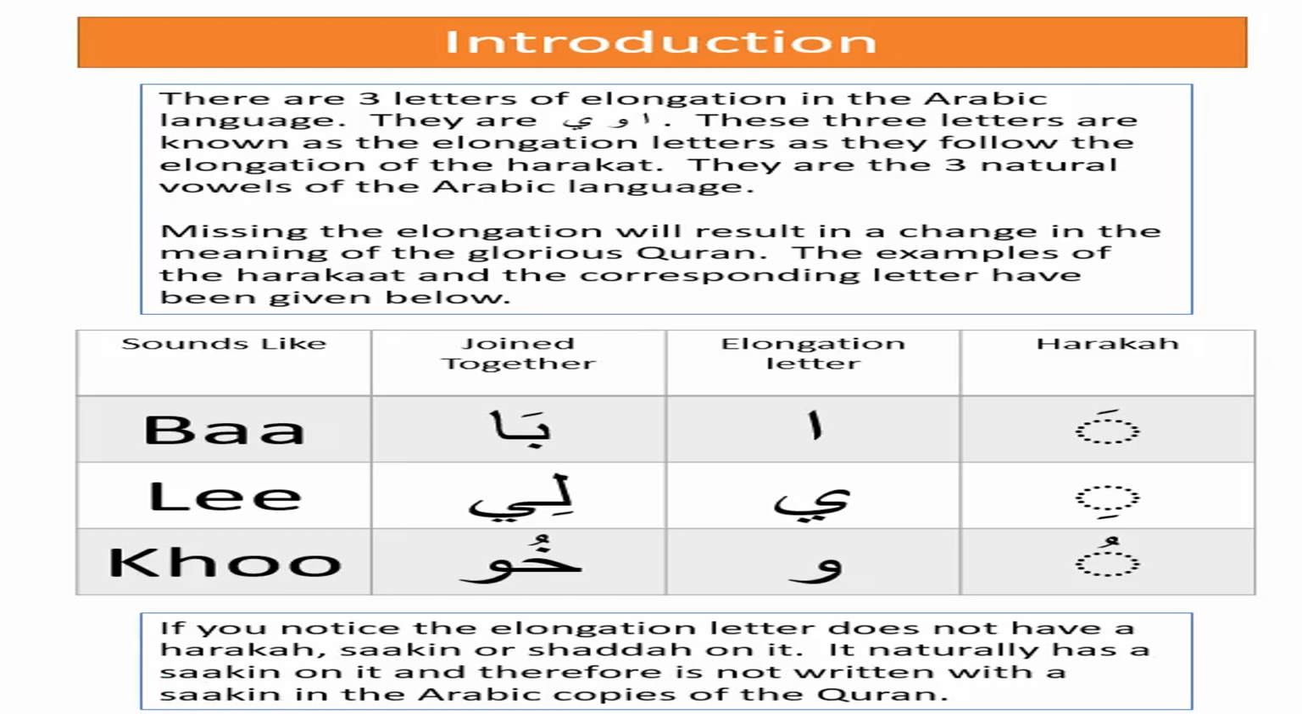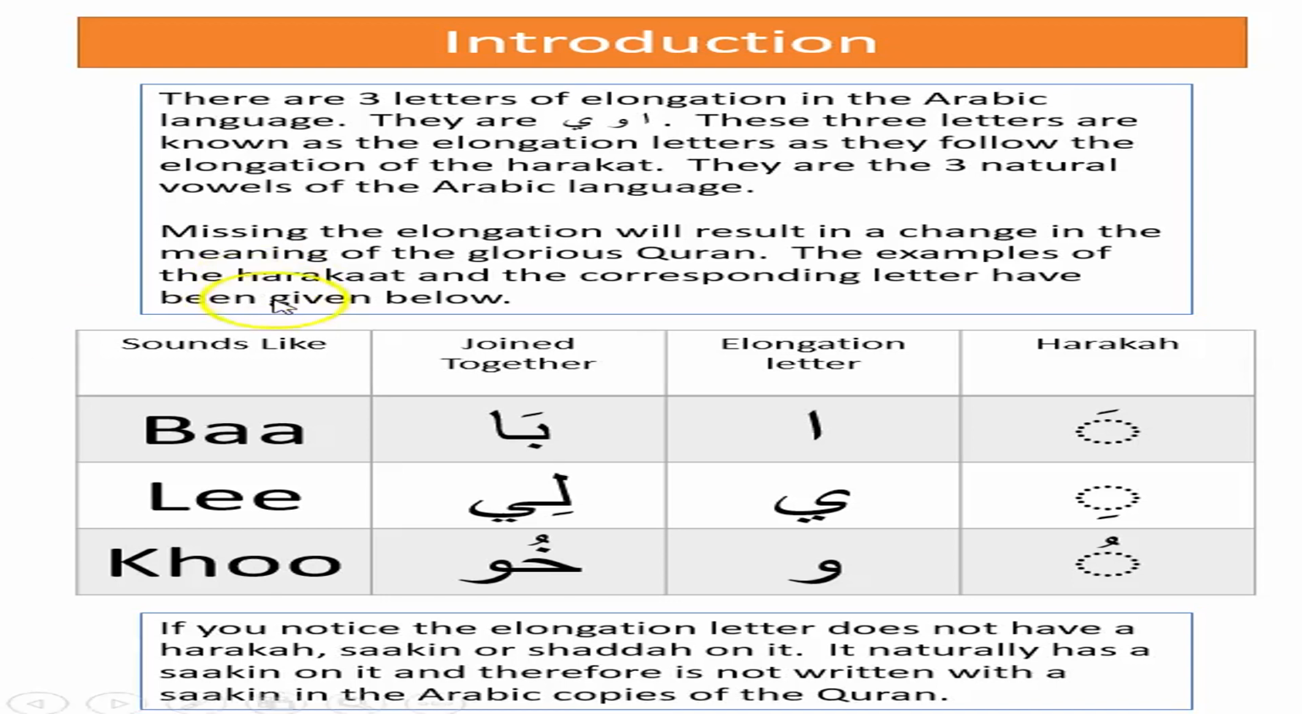These are the three letters known as the elongation letters, as they follow the elongation of the harakah. So the fatha is the elongation of alif, the dhamma is the elongation of waw, and the ya is the elongation of the kisra, and you can see that is very natural. Now they are known as mad tabi'i, the natural vowels of the Arabic language, the natural med letters.